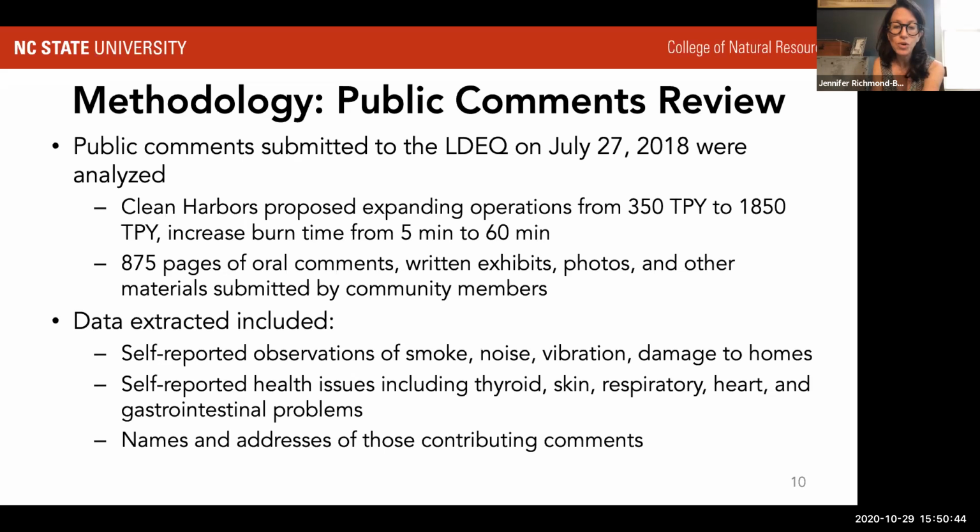875 pages were collected by the LDEQ, the Louisiana Department of Environmental Quality, with oral comments, written exhibits, photos, and other materials that were submitted by community members. And so we went through a data extraction process where we went through these self-reported observations of smoke, noise, vibration, damage to homes, health issues that were self-reported, including thyroid, skin, respiratory disease, heart disease, and gastrointestinal problems, and the names and addresses of those contributing comments so that we could map them. And again, informing our sampler placement process in the next phase of this study, it helps to really see kind of where people are experiencing problems.